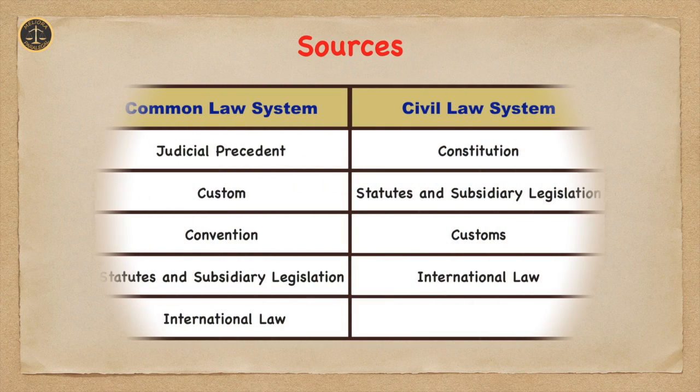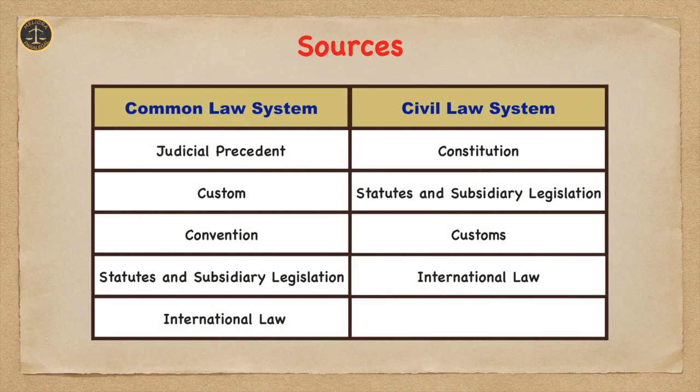Next, sources. The sources of common law system are judicial precedent, custom, convention, statutes and subsidiary legislation, and international law, whereas the sources of civil law system are constitution, statutes and subsidiary legislation, customs, and international law.